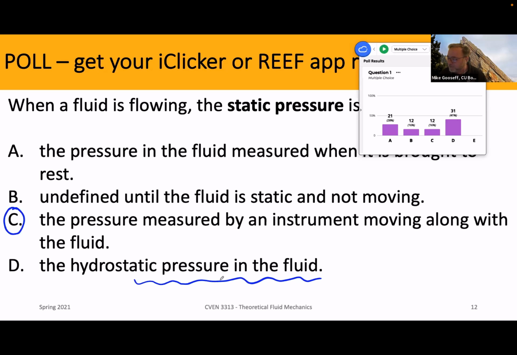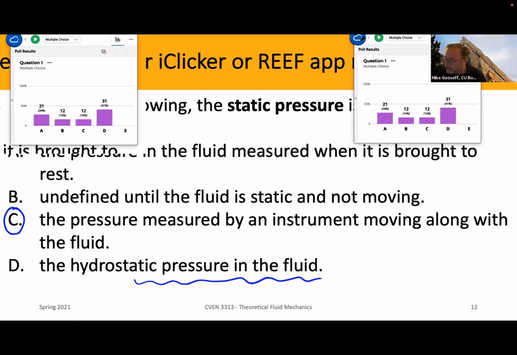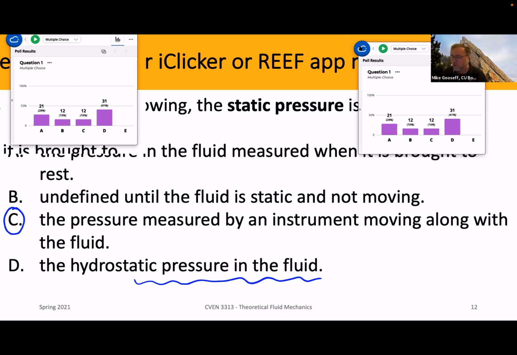Let's see, the pressure in the fluid measured when it is brought to rest. That doesn't quite work, because if you brought all of the fluid to rest, you're no longer pressurizing the system, most likely. And therefore it wouldn't stack up to the hydrostatic pressure. And then undefined until the fluid is static or not moving is kind of the same as A, more or less. So ultimately that comes back to C, which I realize is not very fulfilling, but that ends up being the right answer, perhaps by process of elimination. So not perfect, but okay.